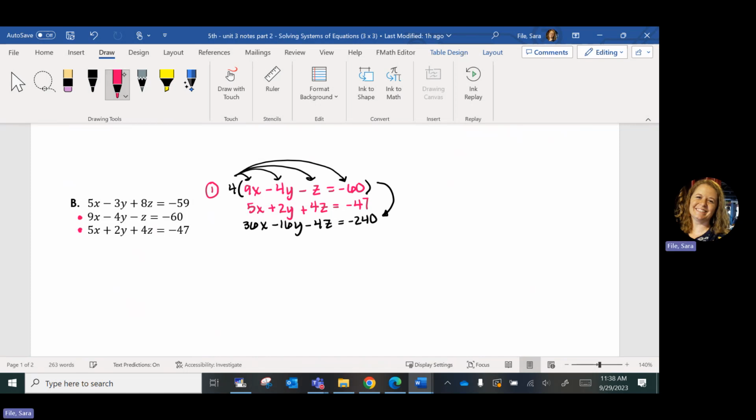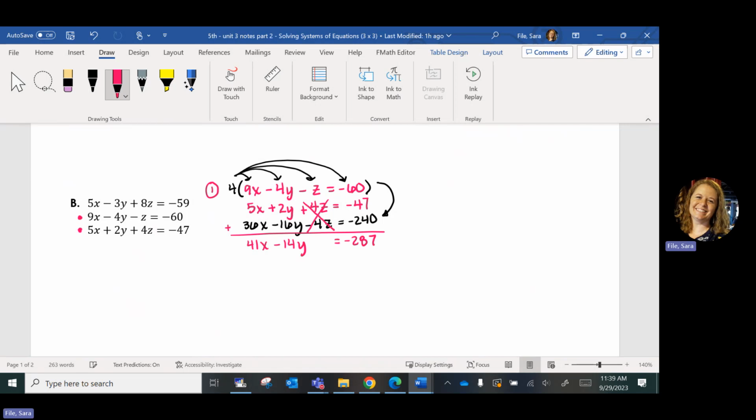So now I am ready. I'm looking at these two, and the 4z and the minus 4z eliminate. So that leaves me with 41x minus 14y equals negative 287.